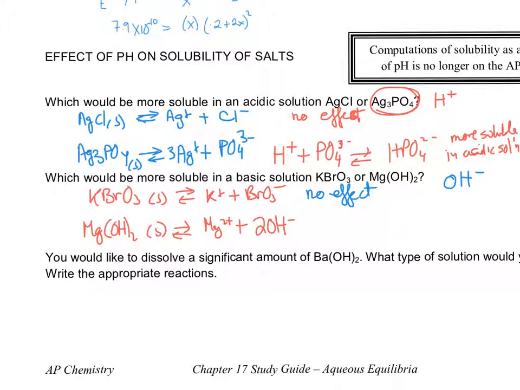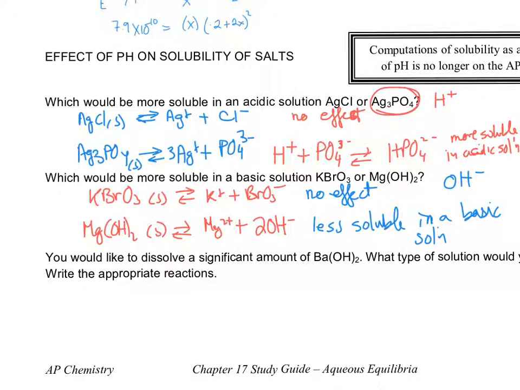Let's look at the MgOH2. Oh, looks like there is a common ion here. And so if I try to dissolve this when there's extra OH minuses, what would it do? It's going to shift the equilibrium to the left, and so it's going to dissolve less. So this would be less soluble in a basic solution compared to a neutral solution.